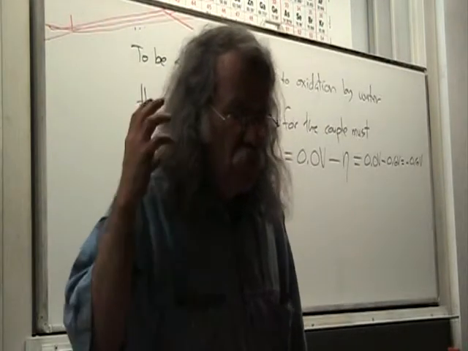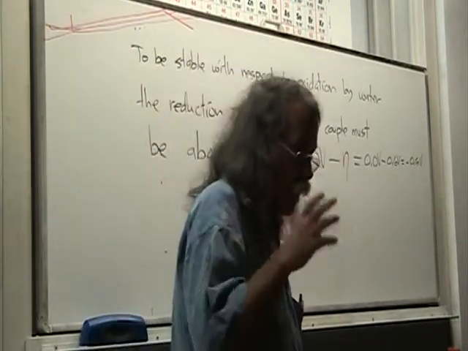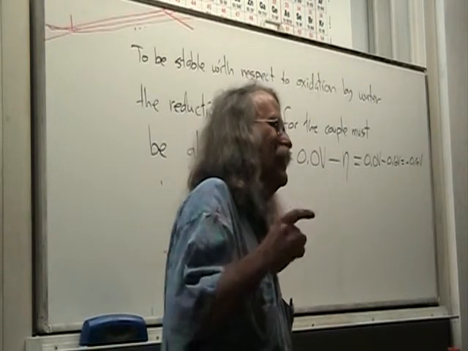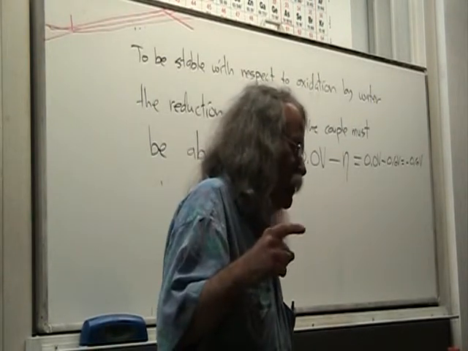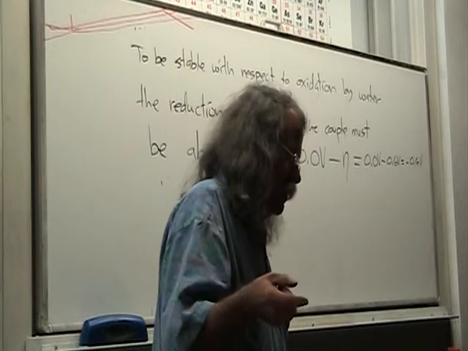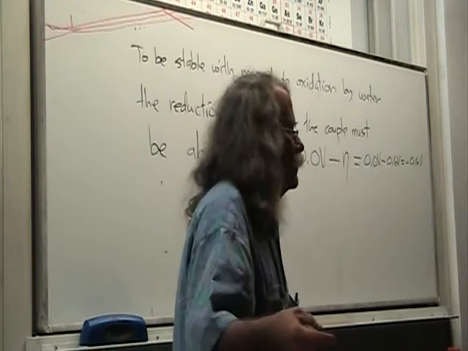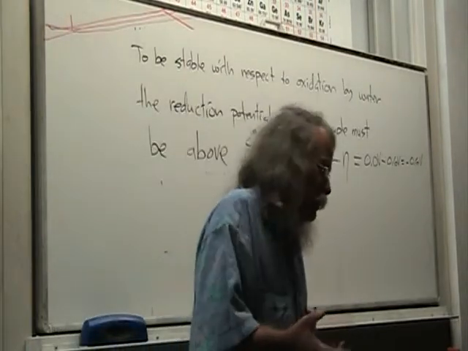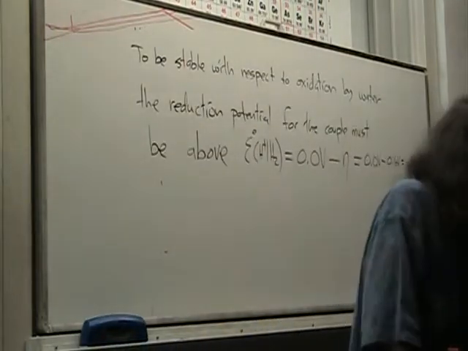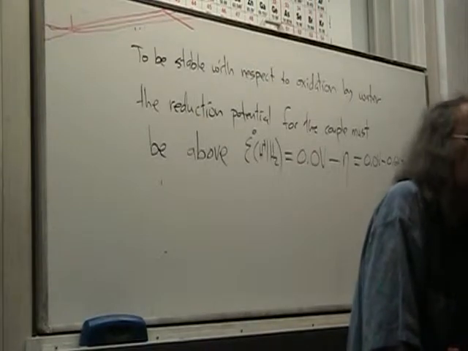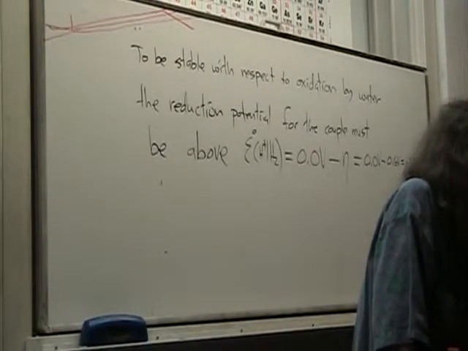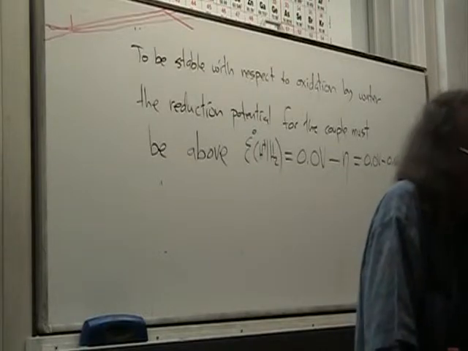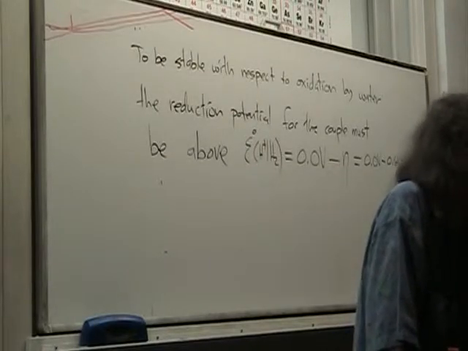being the reduced form, if its reduction potential is less than the reduction potential of oxygen, oxygen will oxidize it. So copper, for example, is a good example. The metallic copper has a reduction potential. Copper plus 2 ions have a reduction potential of 0.34 volts.